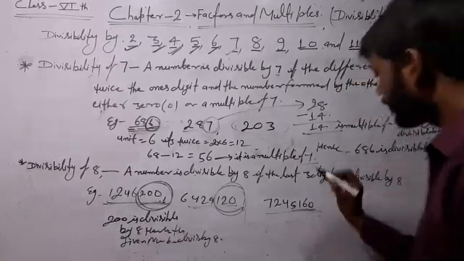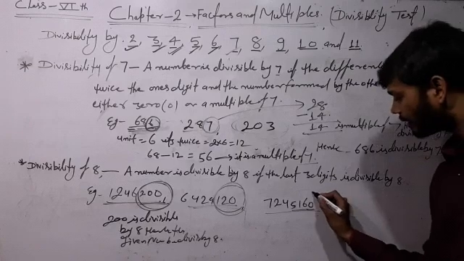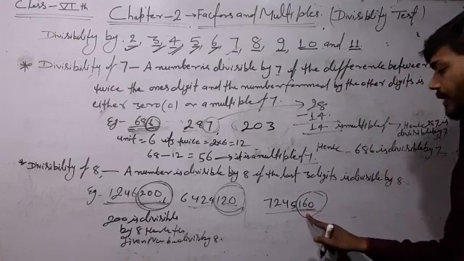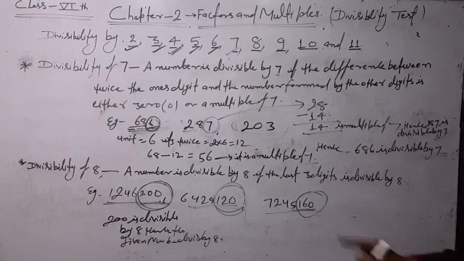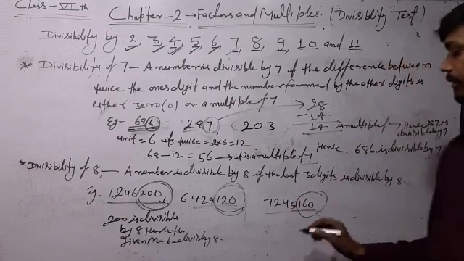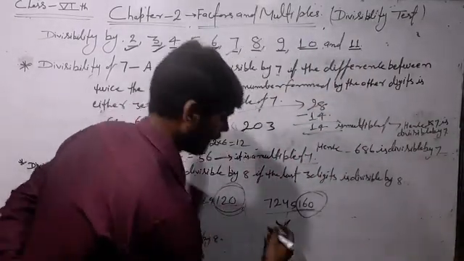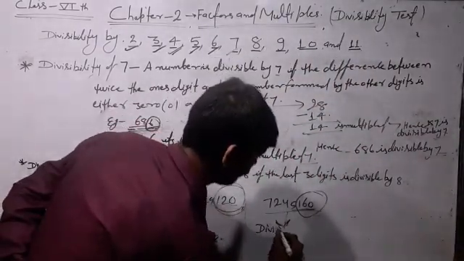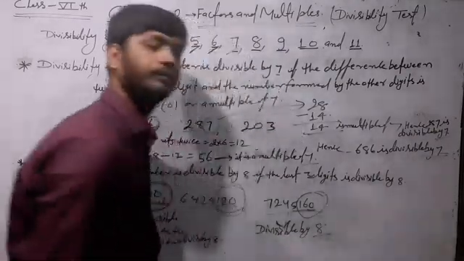In this number, you observe its last 3 digits are 160, and 160 is divisible by 8. Hence, the given number, this number is divisible by 8.